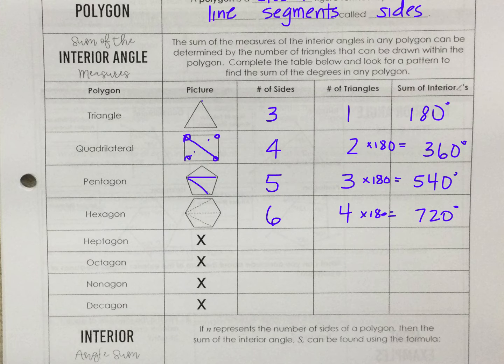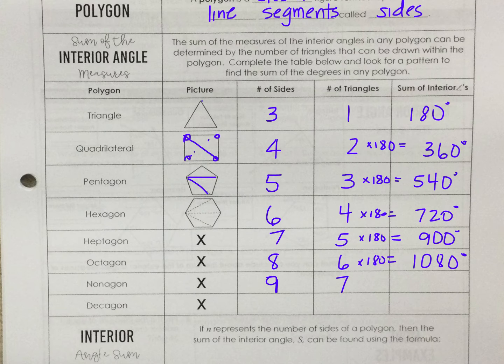Heptagon. Do you see a pattern? 3, 4, 5, 6. Heptagon has 7. The number of triangles, 1, 2, 3, 4. It's made up of 5. And we just multiply by 180. And we get 900 degrees. Octagon, 8 sides. It makes 6 triangles. When I multiply that by 180, I get 1080 degrees.